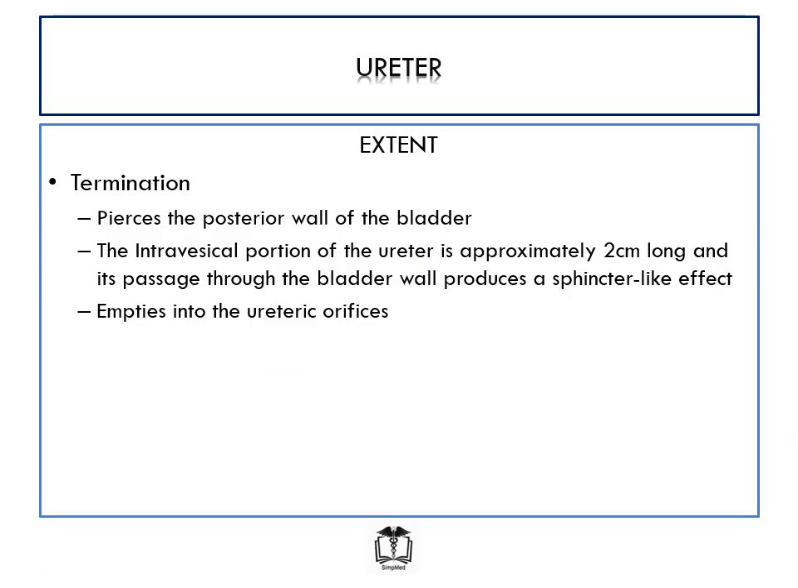So finishing off with the extent of the ureter, it terminates by passing through the posterior wall of the bladder. It enters into the bladder, and the part of it that is found within the bladder is known as the intravesical portion of the ureter. It is approximately 2 centimeters in length, and its passage through the bladder is what produces a sphincteric-like effect, preventing backflow of urine from the bladder into the ureter and back into the kidneys. So it empties into the ureteric orifice and then transports urine into the bladder for storage.